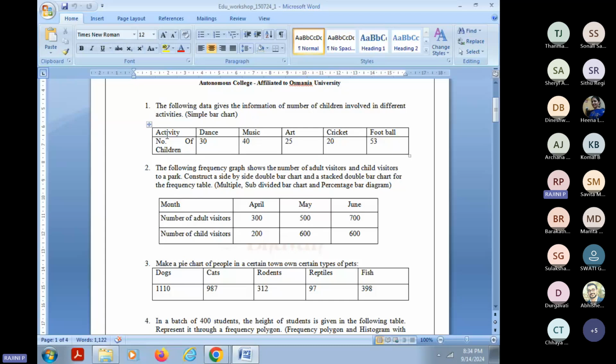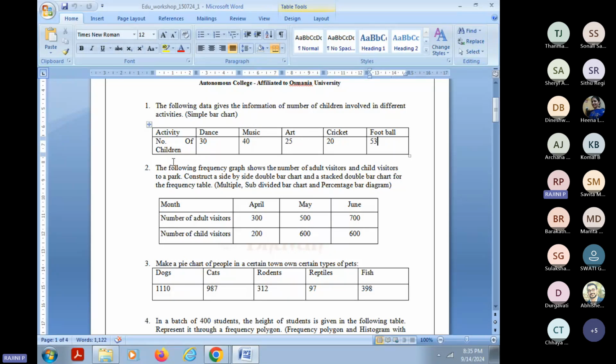Just see, here I have a data. It is collected from a particular community. I checked how many children are there in the community and which activities they go for in their evening times, other than studies. Then I came to know that 30 children are going for dance, 40 children for music, 25 children for art, 20 children for cricket, and 53 children for football.